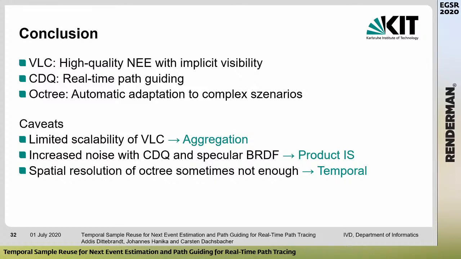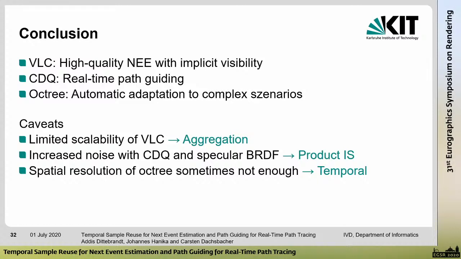There are still some caveats to be aware of. For the ULC, for example, we have quite limited scalability with regards to the number of locally influencing light sources. For that, we certainly need some kind of aggregation scheme so that we don't handle individual triangles. We also experience increased noise levels with the CDQ for the case of specular BRDFs, because the response is just so specific. So for that, we need some kind of product importance sampling scheme, which can be pretty challenging.